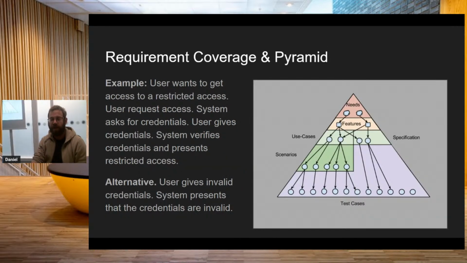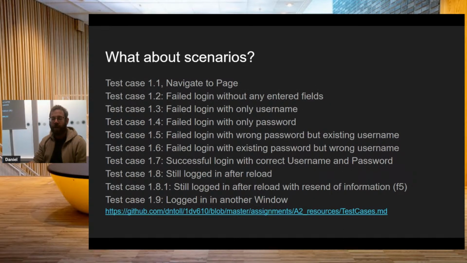That is the alternative scenario where we actually don't give any credentials, but we call that invalid credentials. Then we have failed login with only username, so no password is handed over. Then we have a third test case on failed login with only password but no username. Then we have failed login with wrong password but existing username, and failed login with existing password but wrong username. And finally, we have the main success scenario: success login with correct username and password.